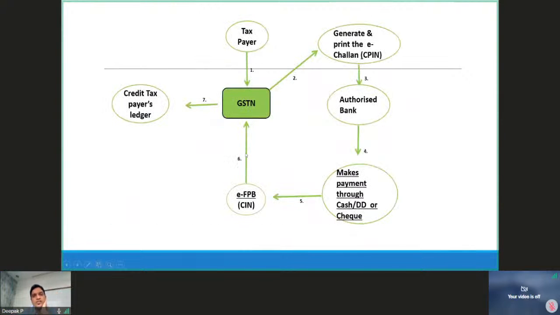The tax flow over here also is the same. The taxpayer goes to the GSTN, generates and prints the e-challan, wherein the CPIN will get generated. Then he goes to the authorized banker and makes payment through cash, DD or check. Then the e-FPB gets generated. Then it comes back to the GSTN. Once this e-FPB is generated, the interaction with the GSTN happens instantly. The taxpayer can come and check in his electronic cash ledger. That amount will show as a credit.